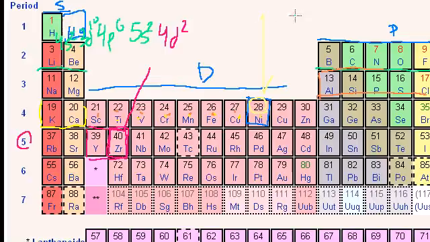So we have 4d2. That's those two there. Then you have 5s2. Then we had 4p6. That's over here. Then we had 3d10. Remember, 4 minus 1, so 3d10. And then you had 4s2. And you just keep going backwards like that.